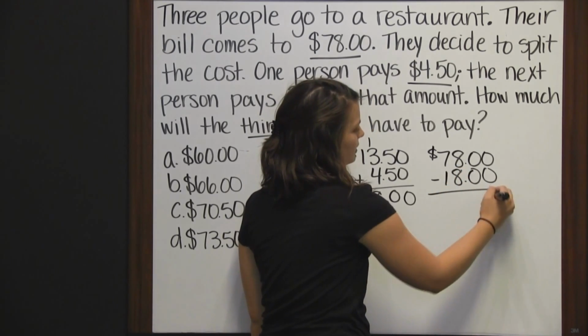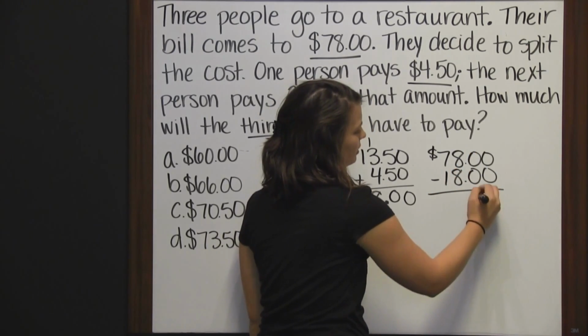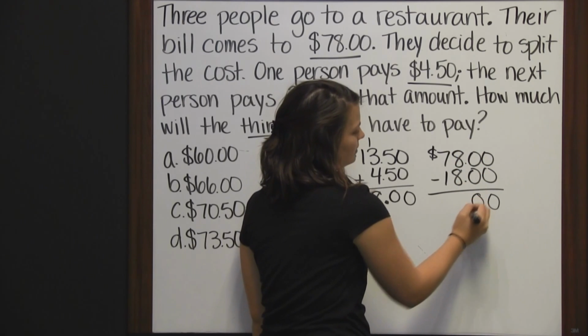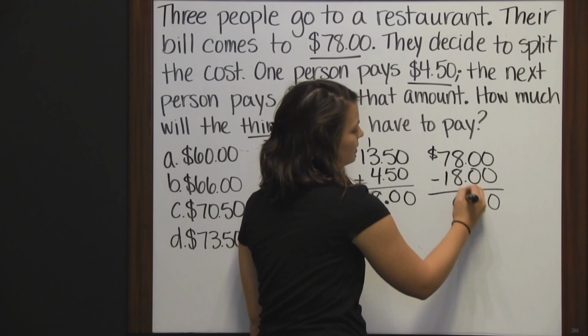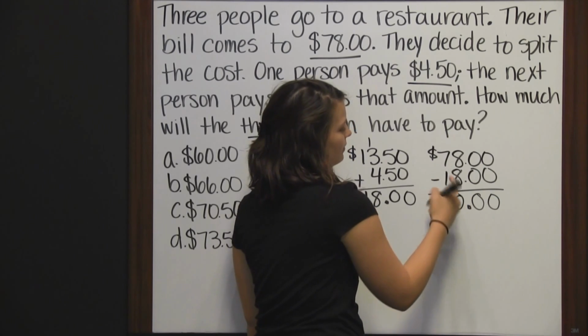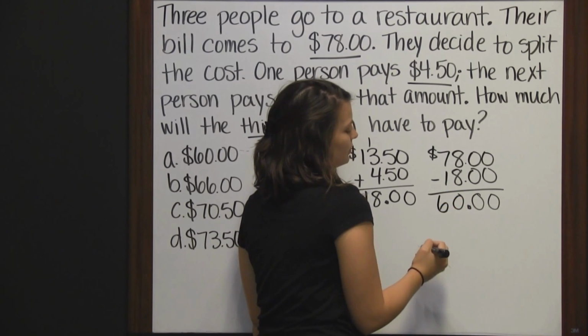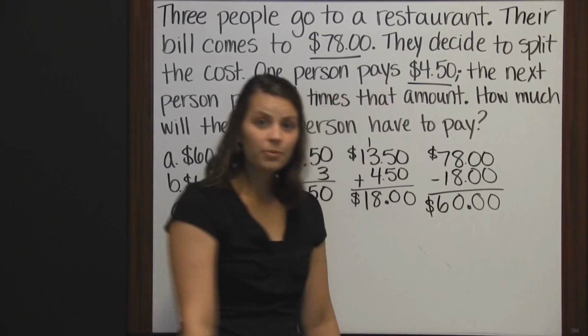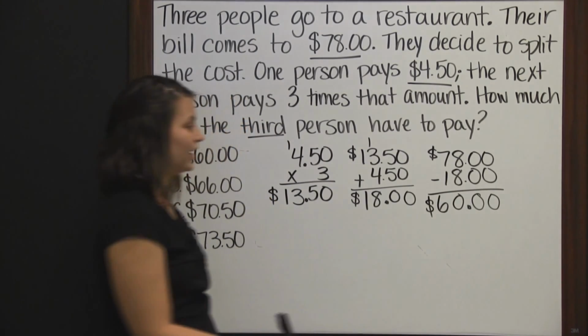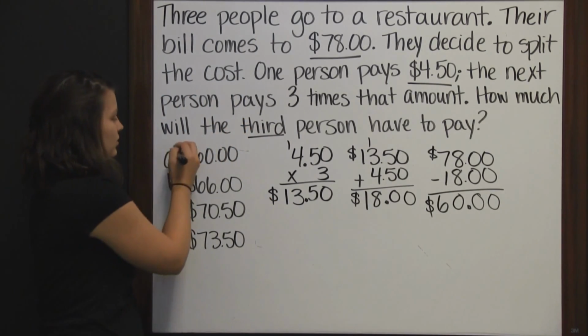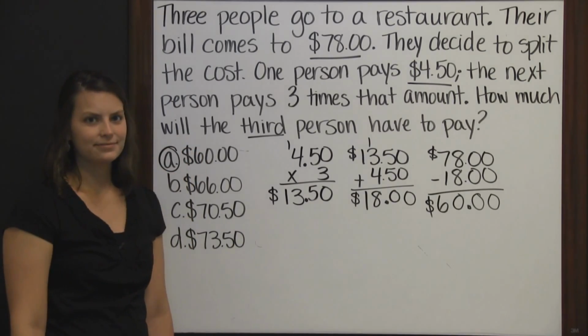0 minus 0 is 0. 0 minus 0 is 0. Bring down the decimal. And then 8 minus 8 is 0. And 7 minus 1 is 6. So that means that that third person got the biggest share of the bill. They'll have to pay $60, which is answer A.